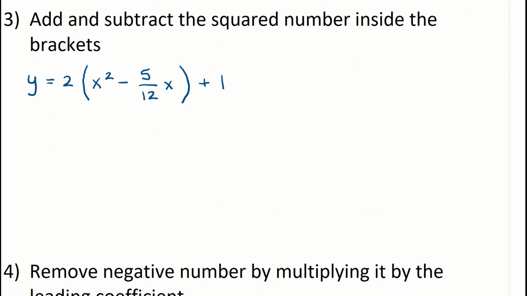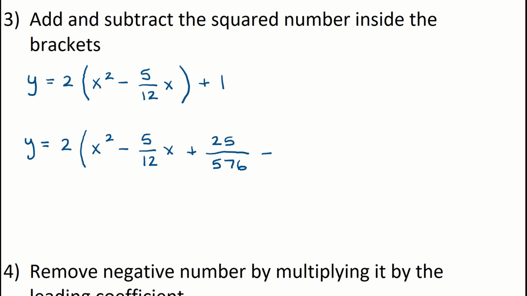So our third step is to add and subtract the squared number inside the brackets. Just as a reminder, the squared number was 25 over 576. So I'm going to add and subtract that within the brackets, turning this into y is equal to 2 x squared minus 5 over 12x plus 25 over 576 minus 25 over 576, and then plus 1 at the very end.